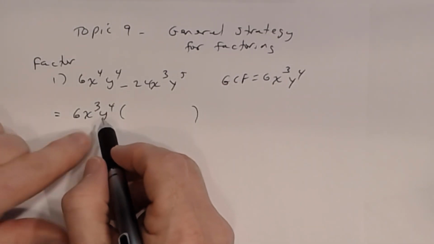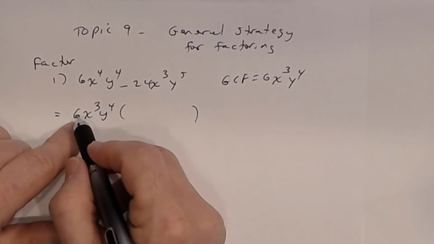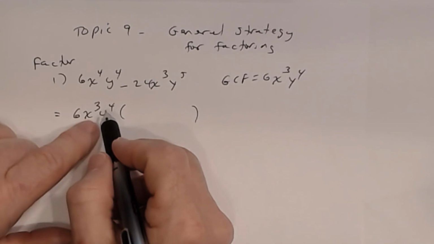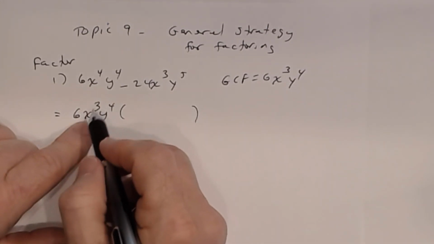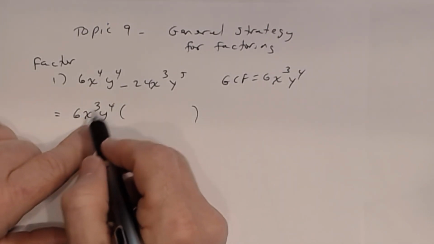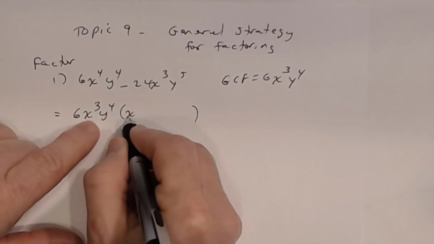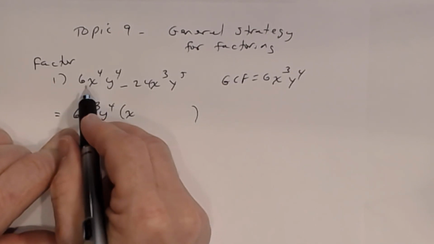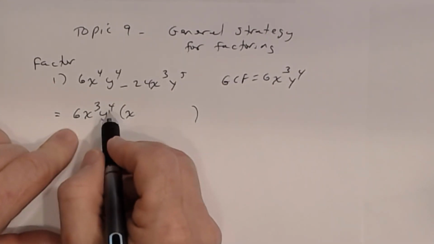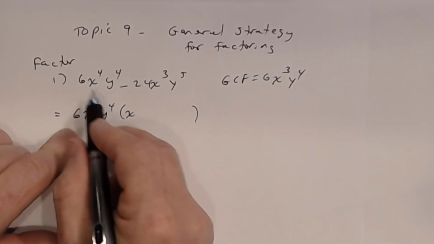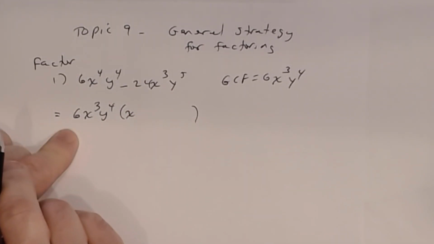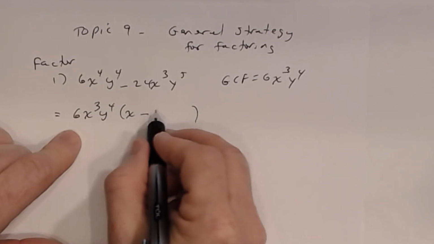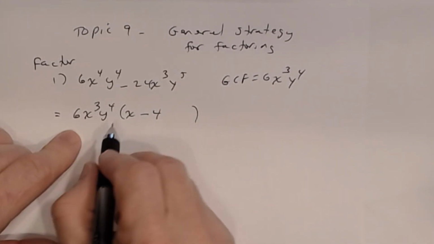So I want you to notice, you see how we already factored out the 6 and we already factored out the y to the fourth? So I factored out an x cubed. So I'm hoping you see this. X cubed times x gives us x to the fourth. So this times this is this. So 6x cubed, y to the fourth, times x is 6x to the fourth, y to the fourth. Minus 6 times 4 is 24.